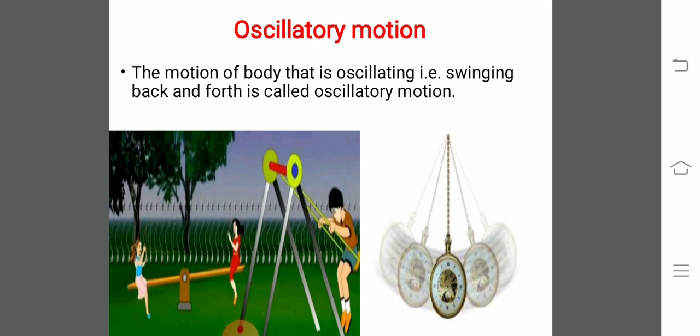The boy is also swinging continuously back and forth. So that is an example of oscillatory motion. In the second picture, the pendulum of a clock is shown. If you observe the motion of that pendulum, it is also back and forth. Such types of motion are called oscillatory motion.